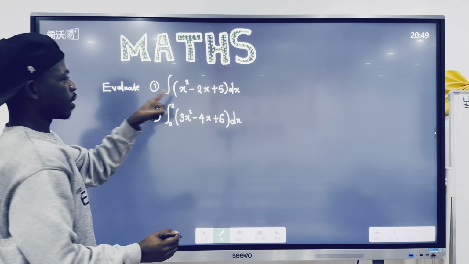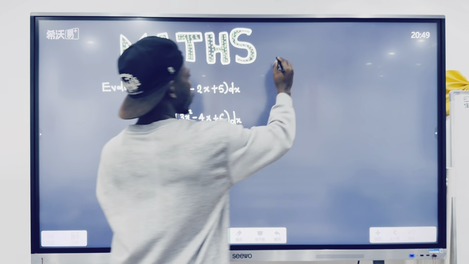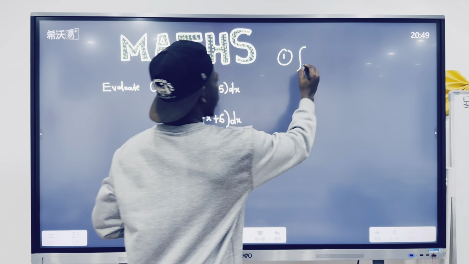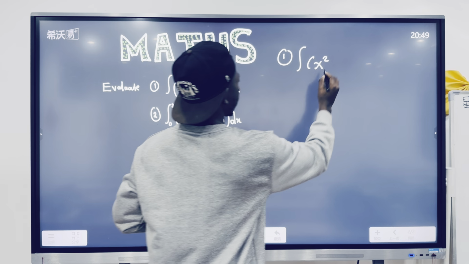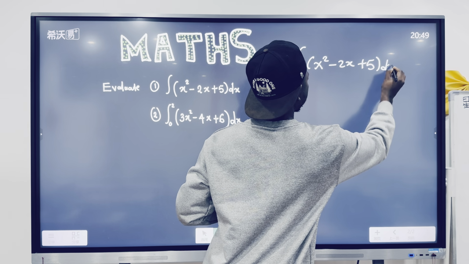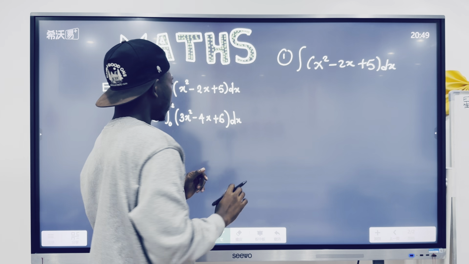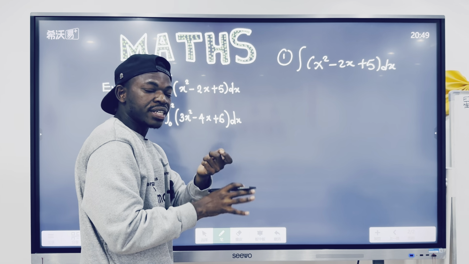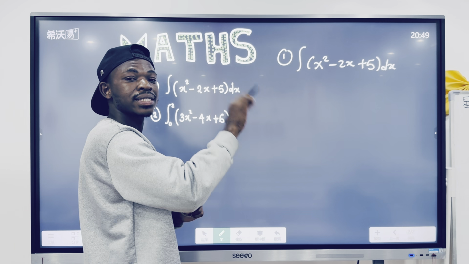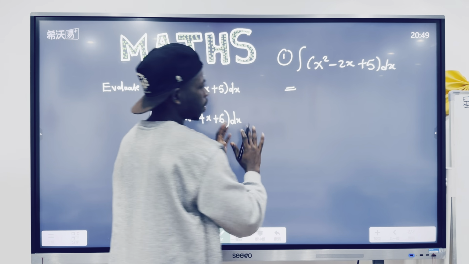So the question says evaluate. Part 1, let's start with 1. We need to integrate x squared minus 2x plus 5 dx. Let's integrate that one. You can see this is an indefinite integral. We are not finding the exact value, so always remember to add c. So let's start. The same procedure.